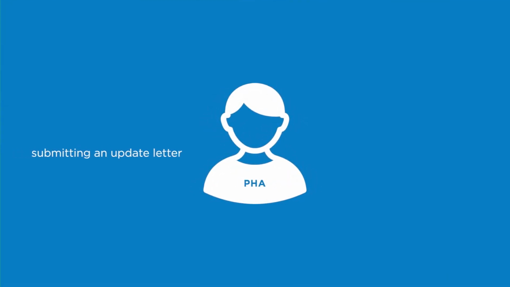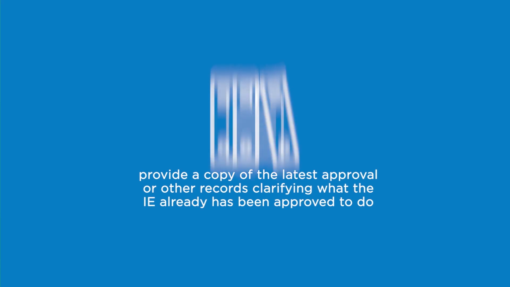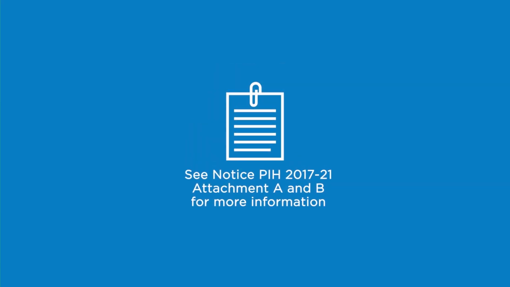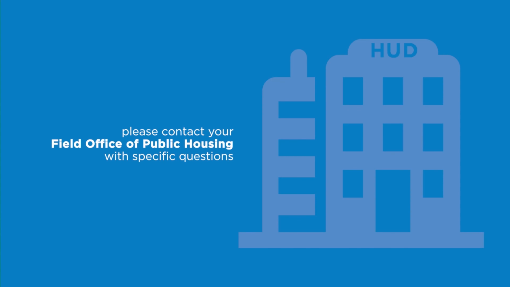To make this request to HUD, your PHA is essentially submitting an update letter, which HUD may or may not approve, to add one or more specified functions to the IE's already approved list of functions. Often, PHAs may add functions multiple times, so to help keep track, it is suggested that you provide a copy of the latest approval or other records clarifying what the IE already has been approved to do. If you need more information to inform your decision, see Notice PIH 2017-21, Attachment A and B for more information about the requirements. And please contact your field office of public housing with specific questions.